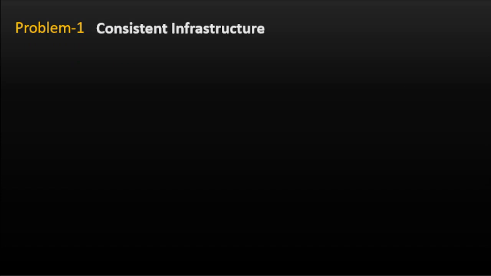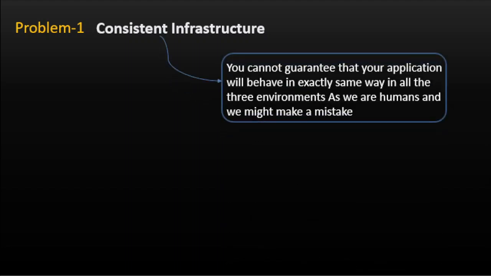Problem number one is consistent infrastructure. I want my infrastructure to be consistent across all the environments: dev, staging, and production. But the problem is, if you create it manually, you cannot guarantee that your infrastructure is consistent and your application will behave in exactly the same way in all three environments, because we are humans and we can make mistakes. So we are not sure that our infrastructure is consistent across all three environments. This is the biggest problem.